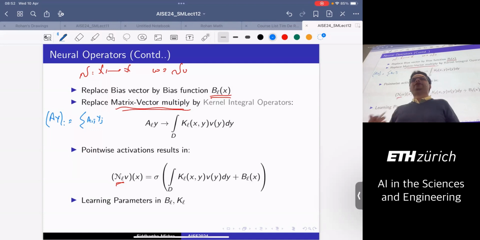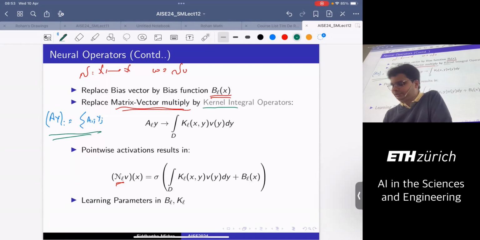Now, what would be an infinite dimensional analog to it? In infinite dimensions, maybe I give you the answer and then you see why it is an infinite dimensional analog. The infinite dimensional analog to a matrix vector multiply, which is given here, is given by what are called kernel integral operators. And they are given by this object here.